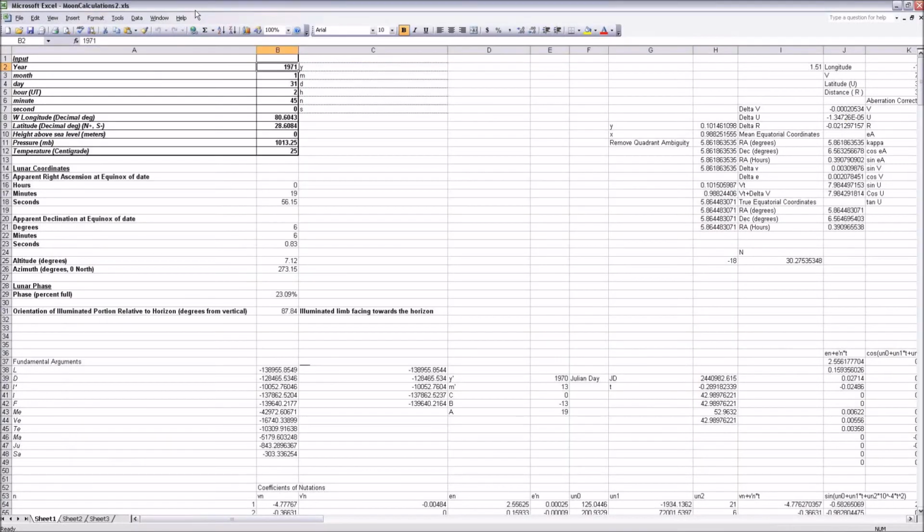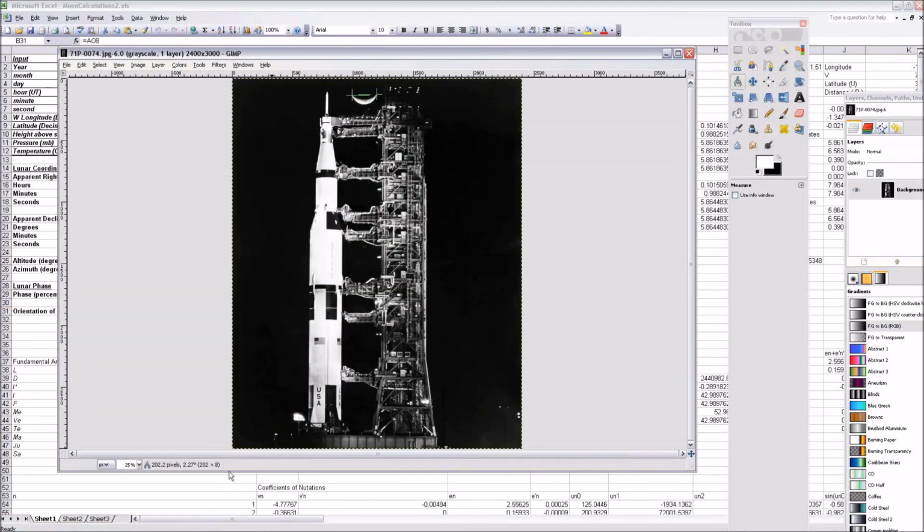So if we take our Excel sheet here, we can figure out that it was actually on the 31st by universal time, still on the 30th by Eastern time over at KSC, and we can figure out it was taken at about 2:45 universal time. At that time, the moon was about 7.12 degrees from the horizon, and the phase was about 23% full, and it was oriented almost horizontally completely, 87.84 degrees from vertical. And if we look at the image again, we can see that it is 2.27 degrees from being perfectly horizontal, which is in excellent agreement with our Excel table.